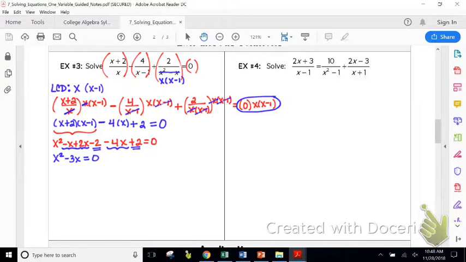Yeah, I can common factor out an x. And then set them each equal to 0. And then what do we need to do? Check it.